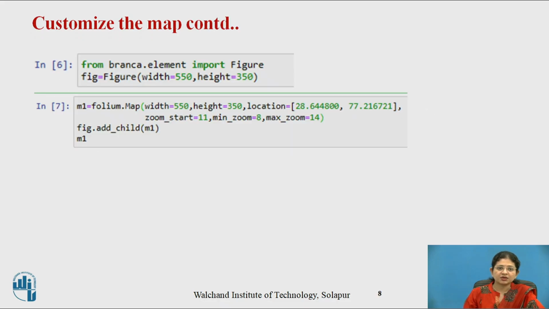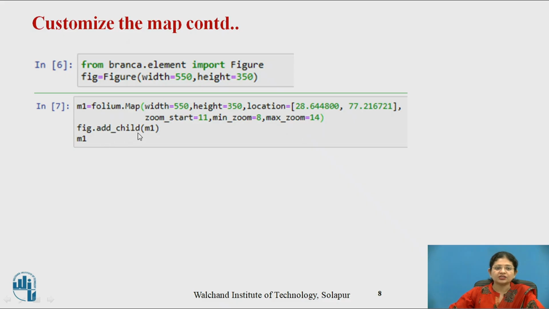So look at here, for customization of the map, we can import Figure from the branca.element library. Then fig is a variable equal to Figure with two parameters, width equal to 550 and height equal to 350. That means the canvas width is 550 and the height is 350. Now let's see m1. Again here is one more variable equal to folium.Map, and in these parentheses there are parameters. The first ones are width, height, location in terms of latitude and longitude, zoom start equal to 11, min zoom equal to 8 and max zoom equal to 14.